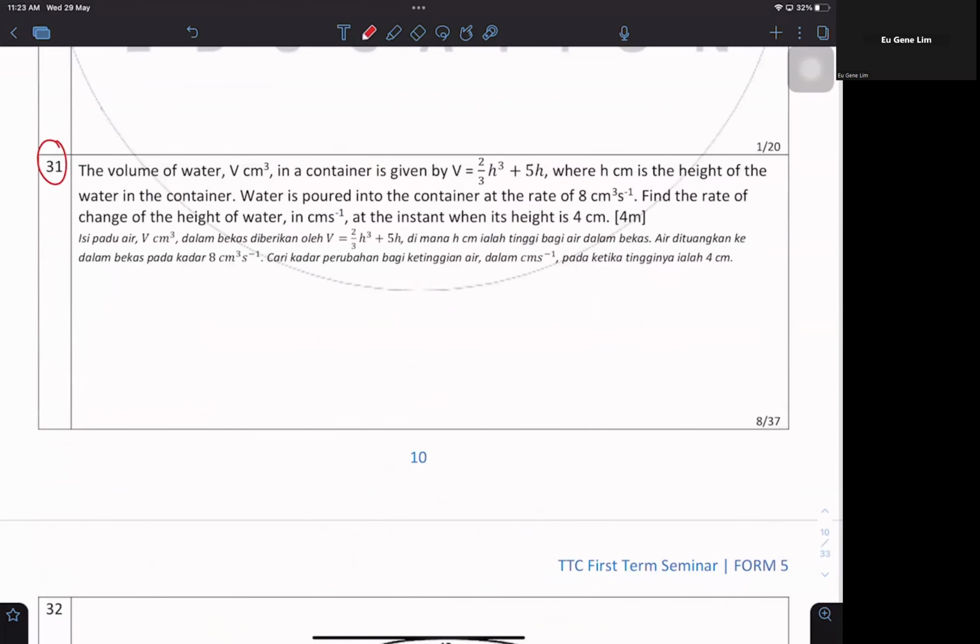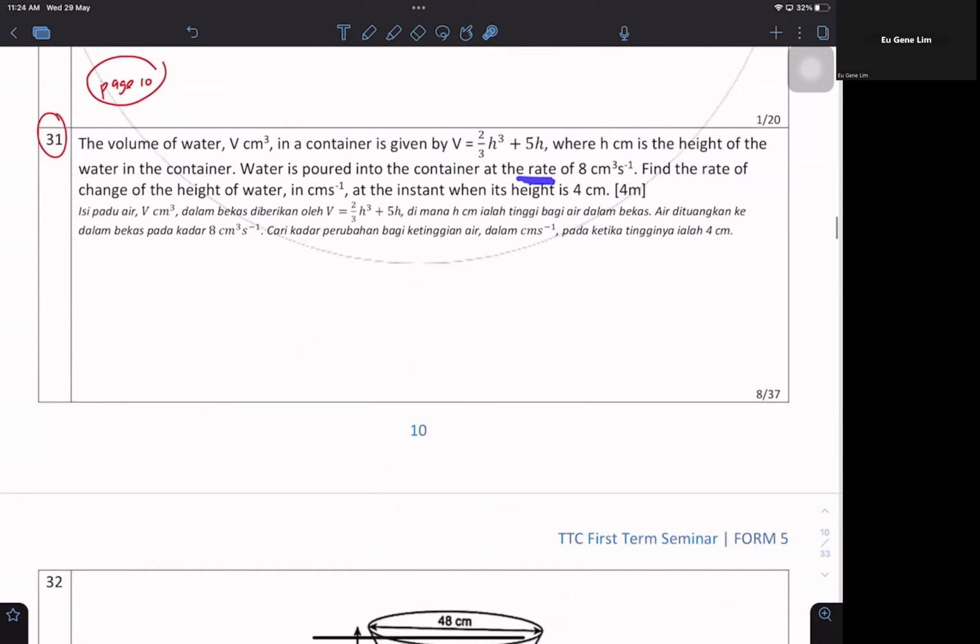Now straight go to page number 10, and see what topic is this. Page number 10, question 31. Let's see what topic is this. Do you see the keyword? Yes, you see the word rate. It means rate of change. Every time you see the word rate, what is the meaning of rate?